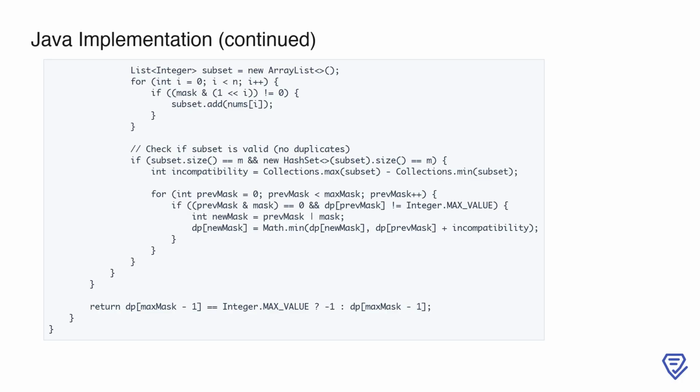Next, we attempt to combine this subset with all previously computed subsets. By iterating through prevMask, we ensure that the current mask and prevMask do not overlap, and we update the DP value for the new combined mask. The new value is the minimum of its current value and the sum of the incompatibility of the prevMask subset and the current subset. After processing all possible subsets, the result is stored in dp[maxMask - 1], which represents the entire array. If its value remains Integer.MAX_VALUE, it means no valid partitioning was found, and we return -1. Otherwise, we return the computed minimum incompatibility.